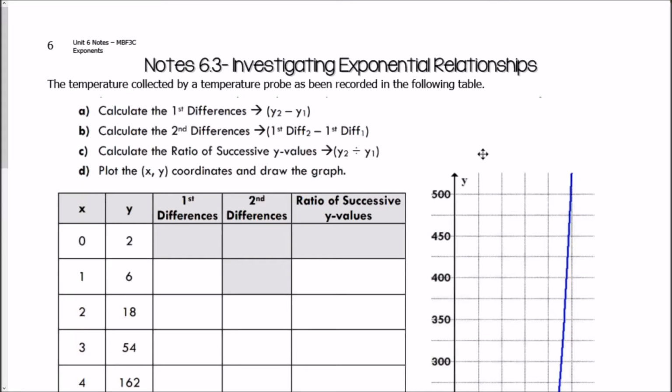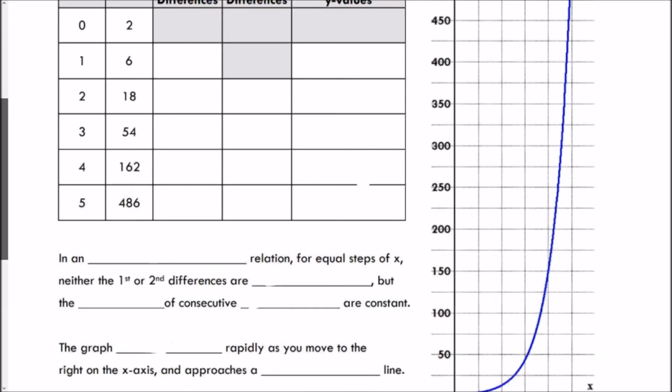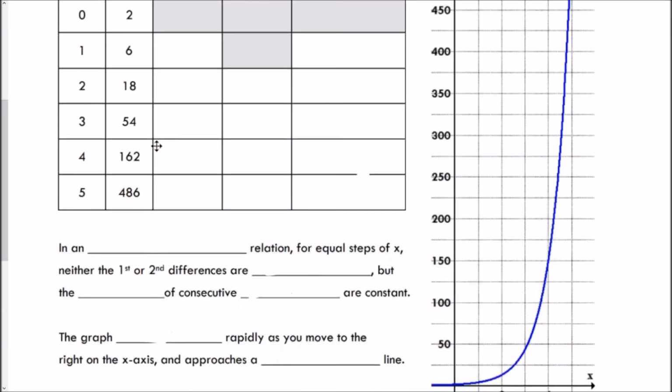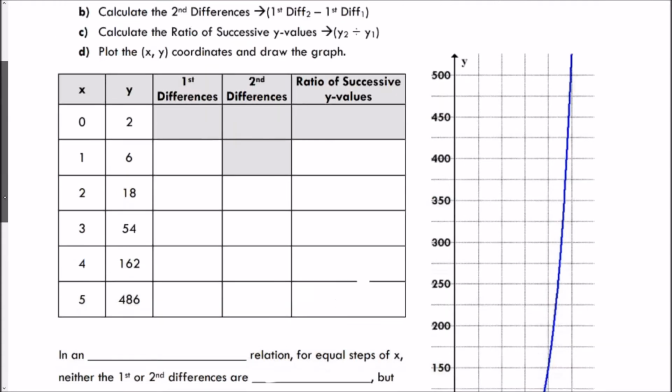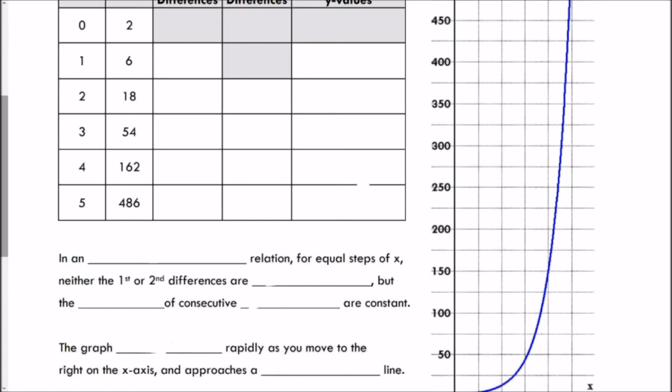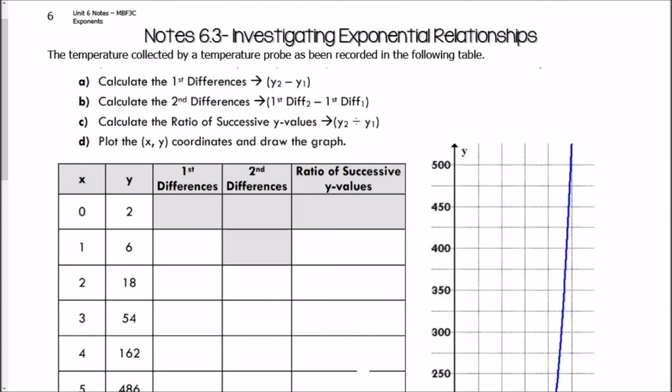Hi everyone. Note 6.3 are on investigating exponential relationships. It says the temperature collected by a temperature probe has been recorded in the following table right here. So we have this table, and then we also have a graph for it, okay? So let's just add the letter H here. There's a typo. It has been recorded in the following table.